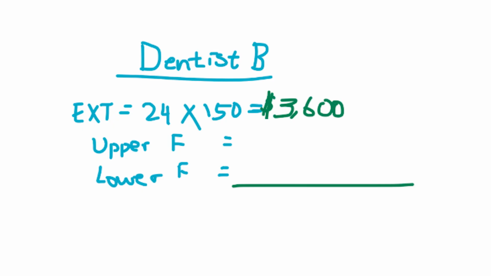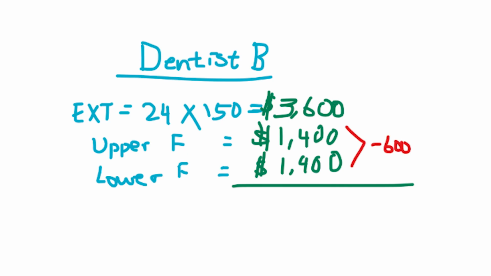But wait, we're not done yet. Upper dentures plus lower dentures that reimburses at $1,400 a pop is $2,800. So if you add it all up, it's $3,600 plus $2,800, which equals $6,400. We subtract lab fees of $600 for the 2 dentures, and the total comes out to $5,800 in profit.